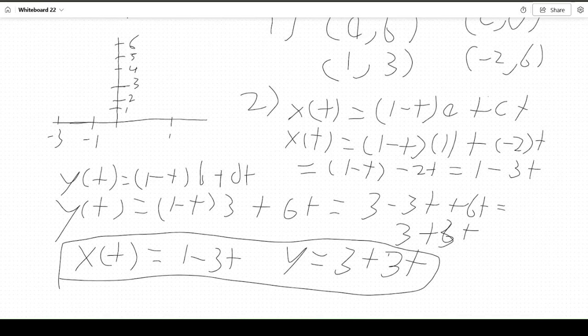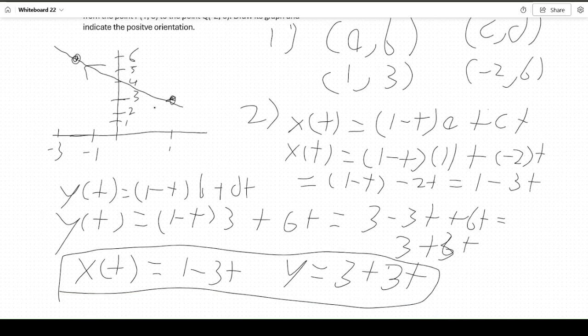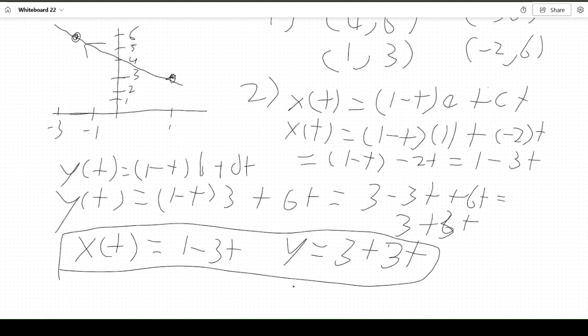But we're not done yet because we gotta do our positive orientation. So basically we're just gonna plot the points at this point. So we got 1, 3, right? So 1, 3, we could just do that. And -2, 6, so this would be -2, 6. That'll be like that. And we have to indicate the positive orientation. So our line segment is just going to go straight there. But our positive orientation, the arrow is going to be pointing up because it's going from P here to the point -2, 6. So that's pretty much all you need to know. So you got to sketch this, and you got to do this.